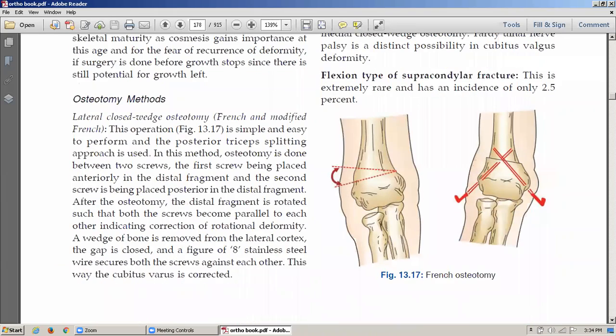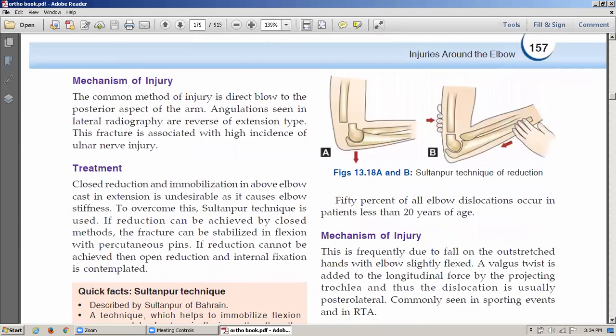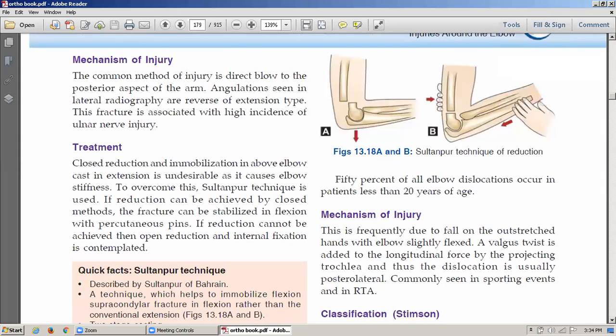So the flexion type of supracondylar fracture is extremely rare and has an incidence of only 2.5%. Then this is a Sultanpur technique of reduction.